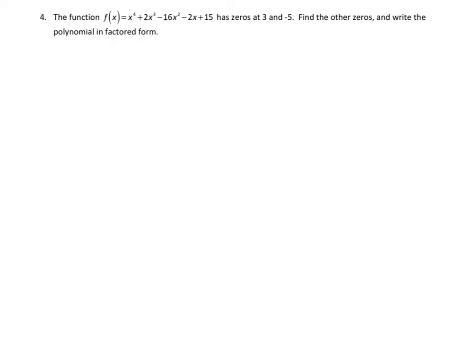In this next example, we are given a function, again, that we wouldn't know how to factor normally, but we're given two of its zeros. And our goal is to find the other zeros and write the polynomial in factored form. So we always want to write the polynomial in factored form.